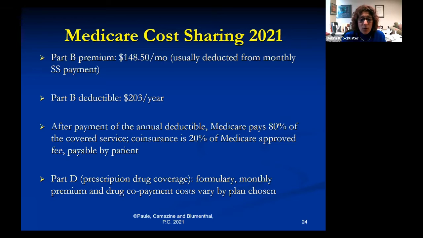So after the payment of the annual Part B deductible, Medicare pays 80% of covered services, and that's reasonable and medically necessary services that Medicare determines a person needs. So it's not just any service somebody wants, but those services that Medicare determines are medically necessary and appropriate. The coinsurance amount is basically the patient amount that the individual pays, and that's 20% of the Medicare approved fee. So for all sorts of medical services that Medicare approves under Part B, when you go to the doctor, there's a copayment that people have to pay under Parts A and B.